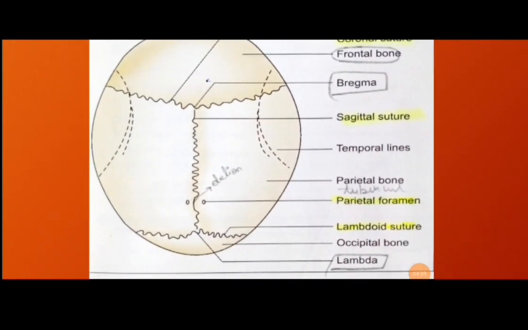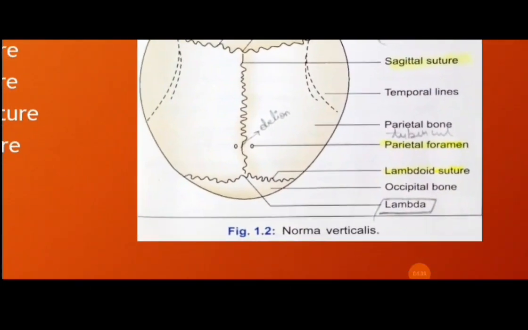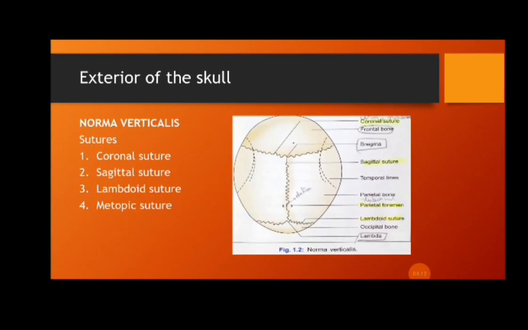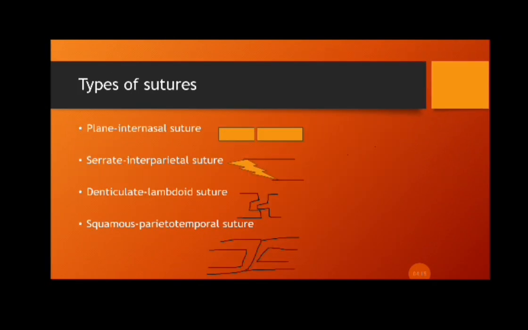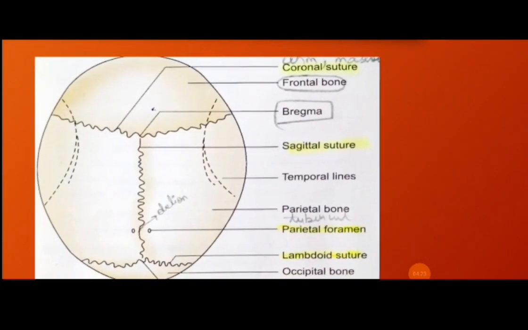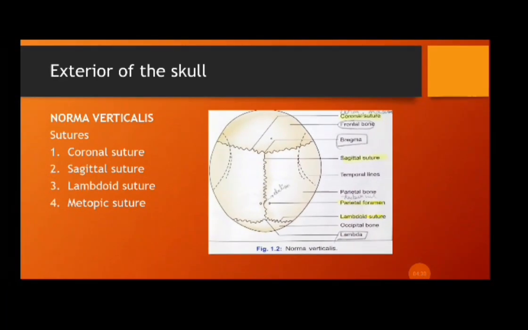Okay, I'll use the pointer, it's okay, we'll see it later. Then squamous parieto-temporal suture. So here you can see temporal lines. Okay, that is a suture between the parietal and the temporal bone. It is squamous.